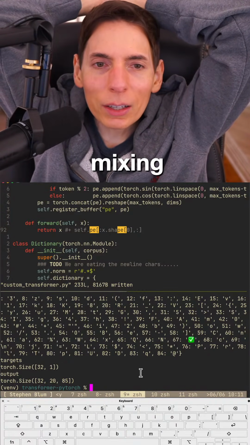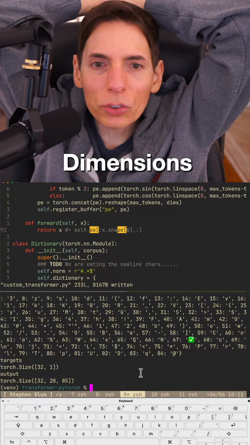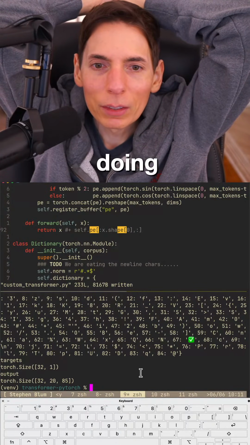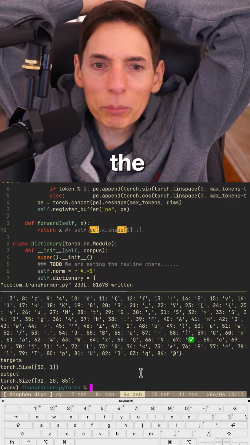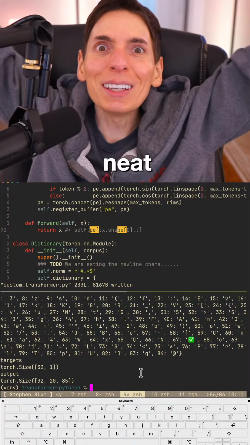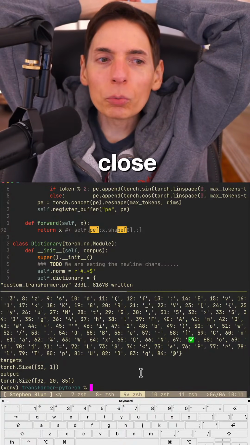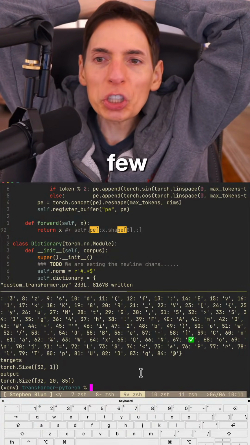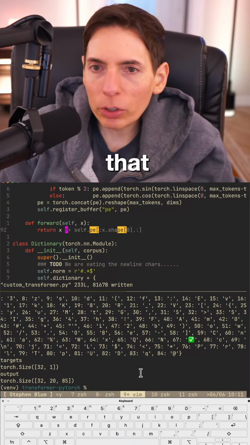Oh yes, you're mixing batch and window dimensions somewhere. Yeah, that's what we're doing. Something somewhere reduces the time dimension and it should not. Wow, that's incredible. I know, right? It's really neat. We're very, very close. We've only got a few shape issues that we're dealing with right now.